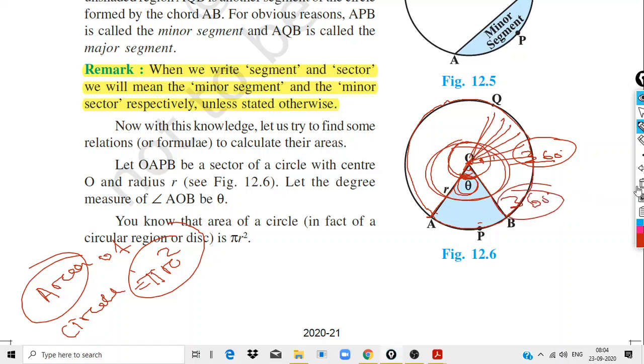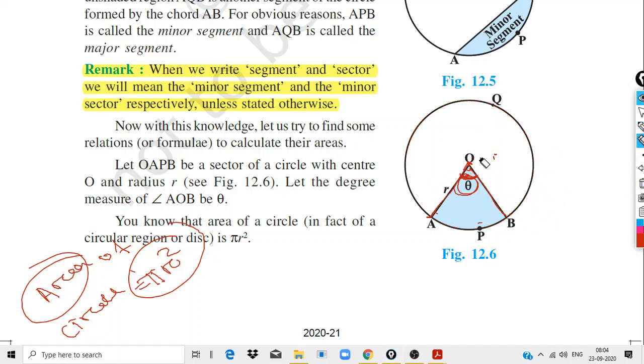Now you see, suppose I'll delete it, we'll clear it out. So now you know that the complete angle at point O is 360 degrees, and suppose we want to find the area of a sector which is 1 degree, and we know that the complete angle is 360 degrees, and the complete area is pi r square.